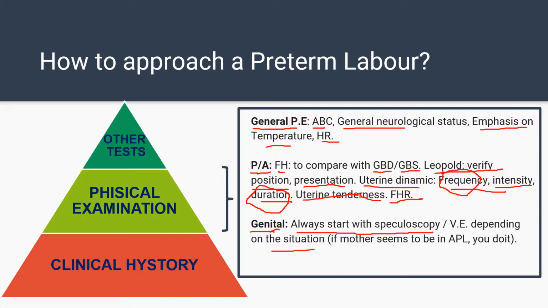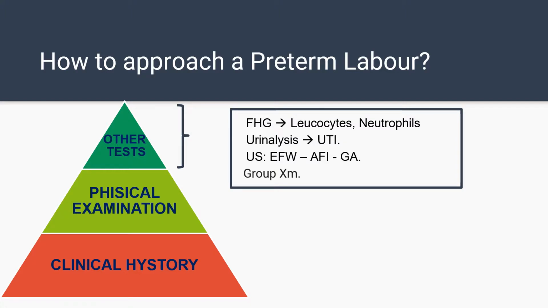Because you cannot measure the dilatation with the speculoscopy. You can only measure it with your fingers. And for last, the full hemogram to check for systemic signs of inflammation. The urinalysis to rule out UTI. Also, in places where we have a lot of malaria, it's important to ask for an MPS. And the ultrasound to estimate the fetal weight, the amniotic fluid index, and, very important, the gestational age.